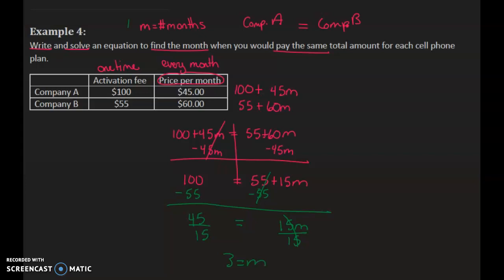And remember, m was the number of months, so that means after 3 months, the cell phone companies will cost the exact same amount. Now, if you continue after 3 months for the 4th month, the 5th month, and so on, one company is probably going to be higher than the other company, but we will get into that in future sections.